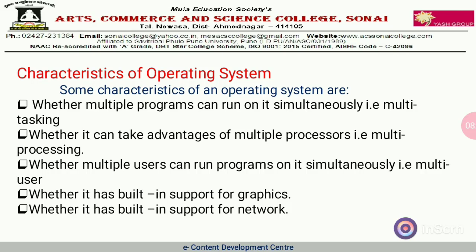Next is network support. It is also an important characteristic of an operating system. It means whether it has built-in support for network connection. Using network connection we can connect multiple computers as well as multiple devices.